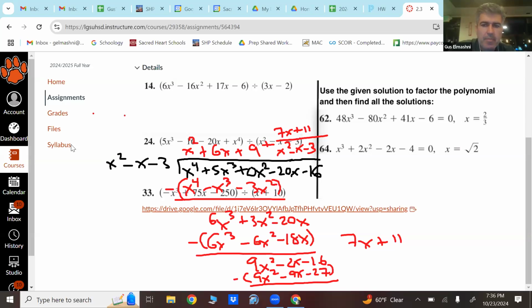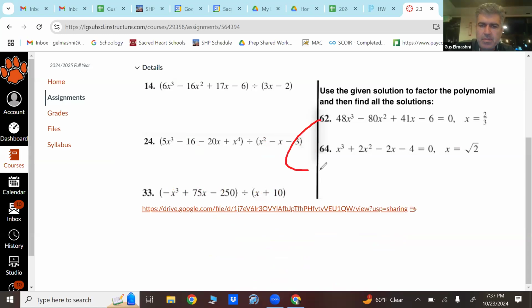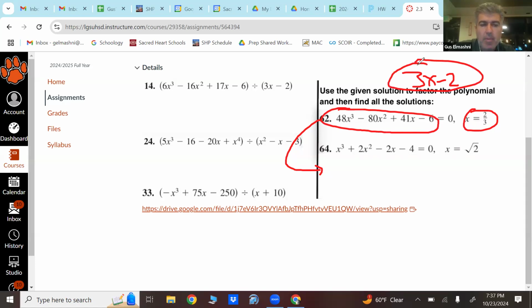And then for these problems here, what you want to do is write it as a 3x minus 2. So if you have 2/3, it means that 3x minus 2 is a factor. So you're going to have to do long division first, and then you'll get a quadratic. Go ahead and do the long division with this and 3x minus 2, and tell me what you get.